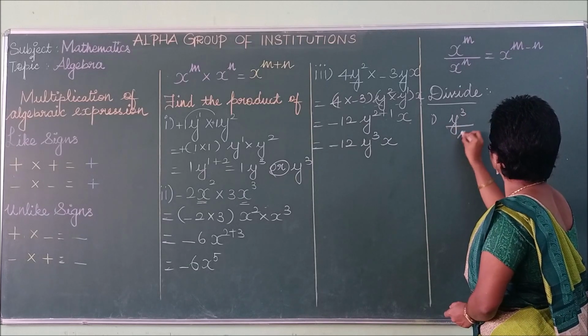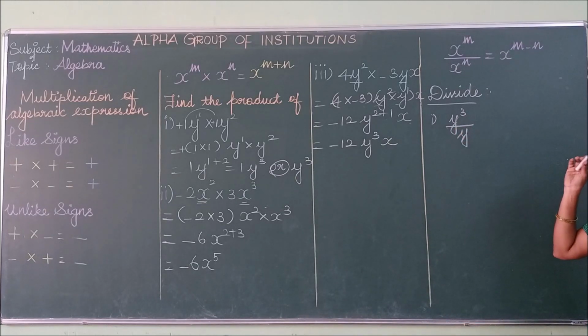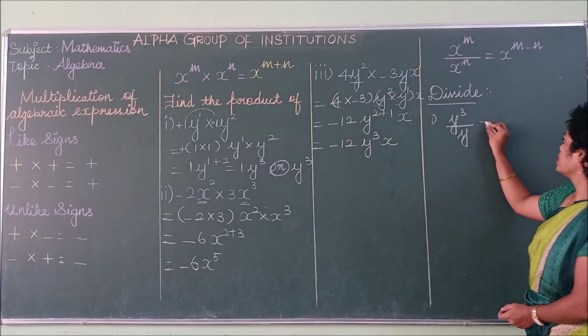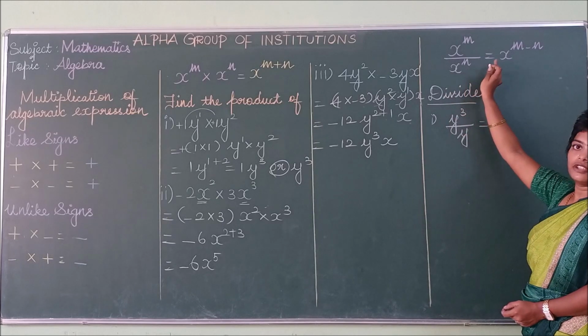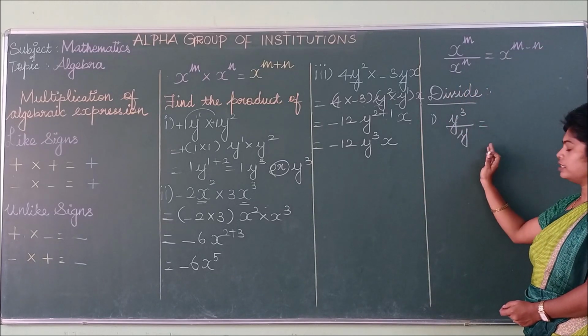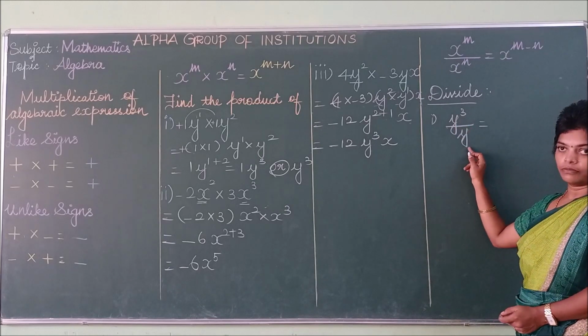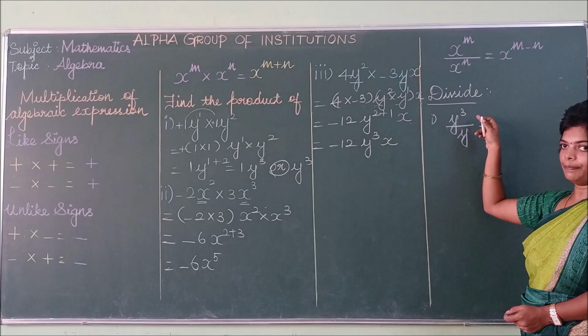Y cube divided by y. So if the question is given like this, how do we solve it? Listen, using this rule, x^m divided by x^n is equal to x^(m minus n). Using that same rule, we do this one. Both the bases are the same, so we can subtract the powers.